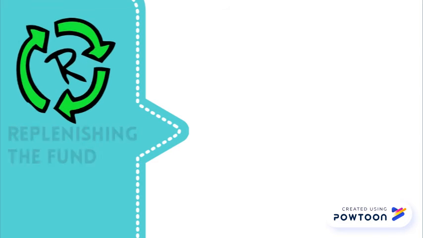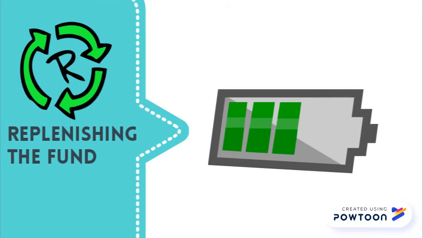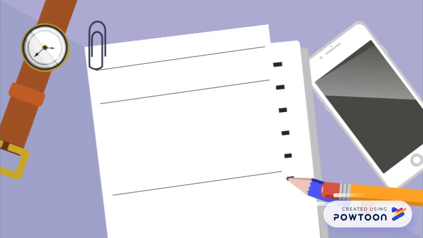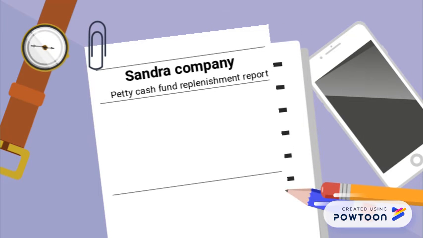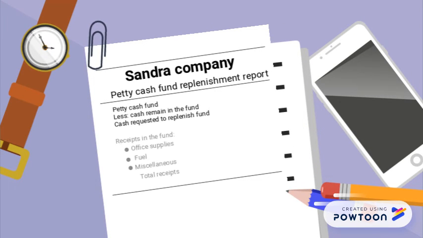The final step is restoring the fund because, like a normal cash account, the cash in this fund does decrease. To find the cash requested for the fund, we have to count the remaining cash in the fund and deduct it from the actual petty cash fund. In Central Company's petty cash fund replenishment report, the remaining cash was $40, meaning $160 was needed to replenish the fund. This amount theoretically should match up with the total of our expenses.